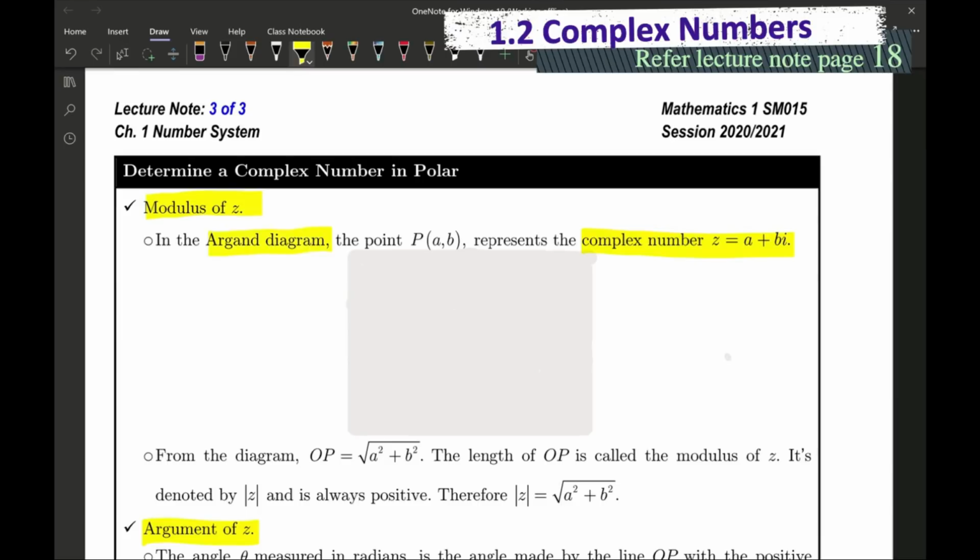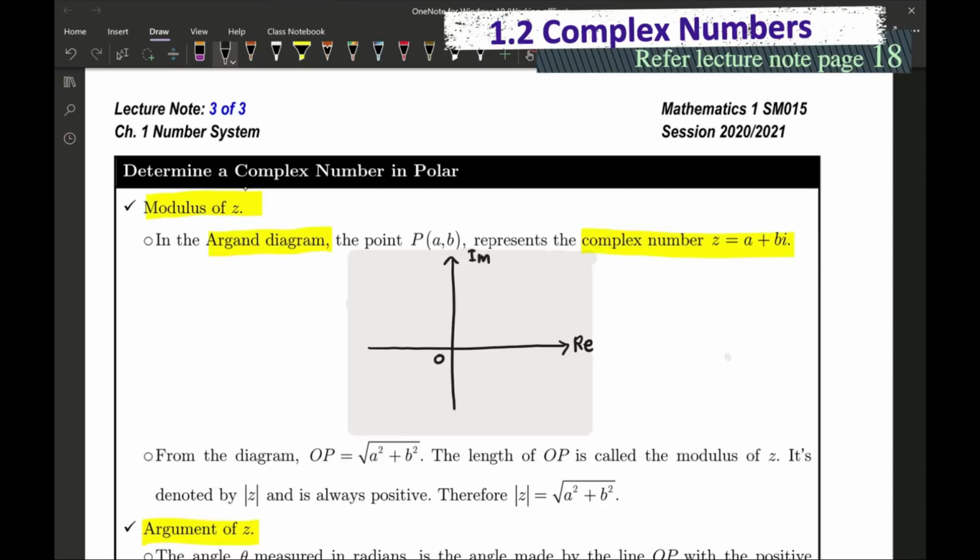So let us familiarize ourselves with the Argand diagram, because to find the modulus of z and the argument of z, we need to understand how to draw it. To draw an Argand diagram, we first draw the axes: the real axis and the imaginary axis. The real axis is for the real part of the complex number, and the imaginary axis is for the imaginary part. And we have our origin here.